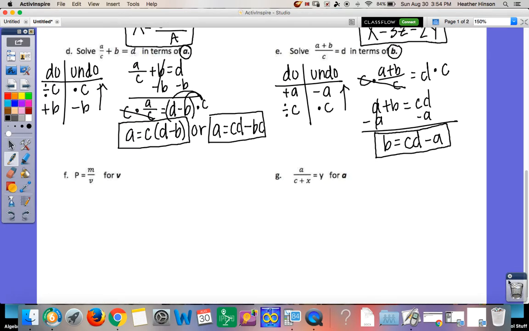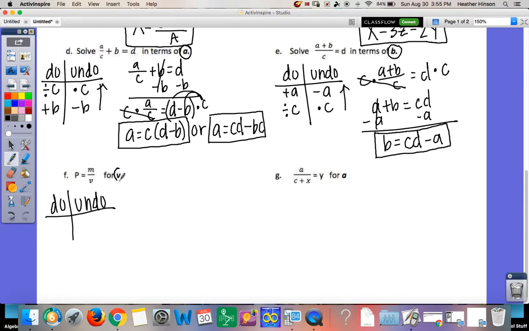So y'all can pause this video at any time and try one of these on your own before I work it out for you. So pause this one right now and try to solve F. Try to do your do undo table. Okay, if we make our do undo table, I hope you paused it and tried it by yourself.